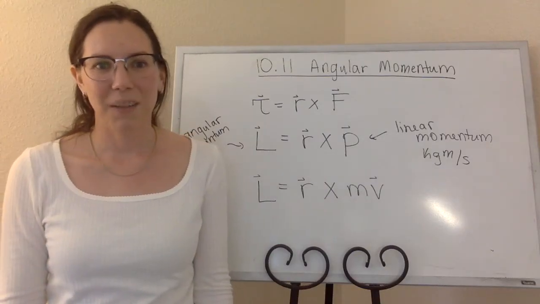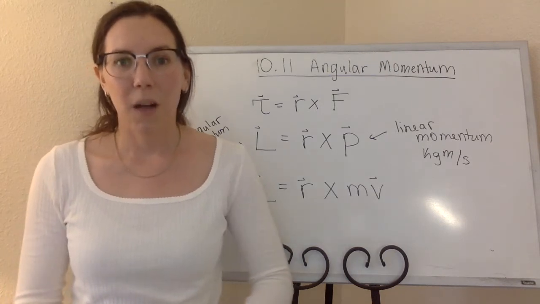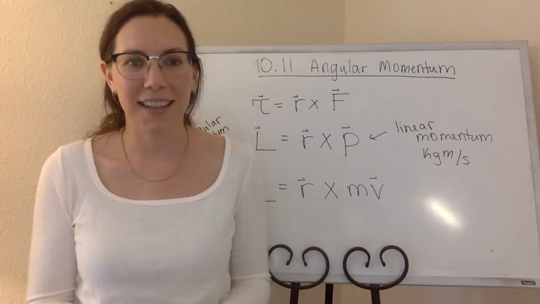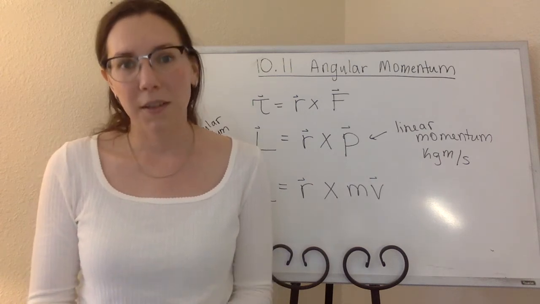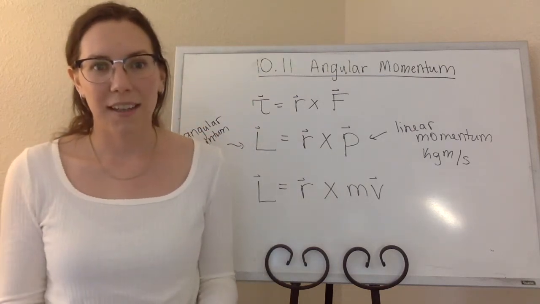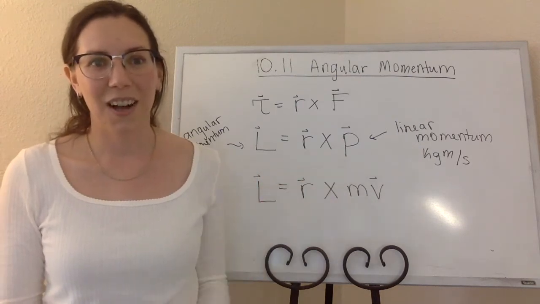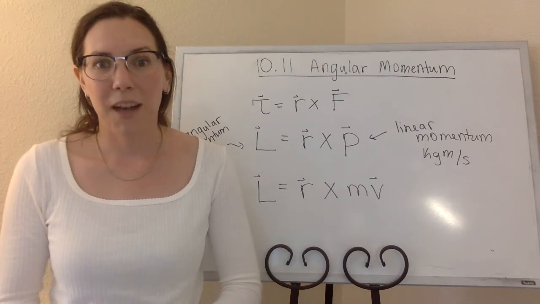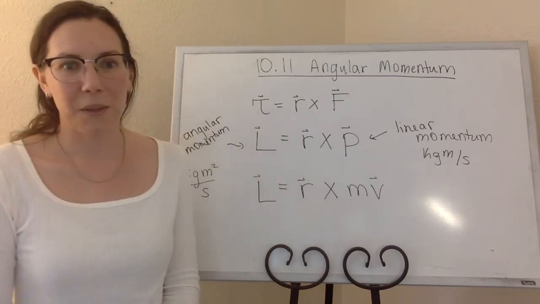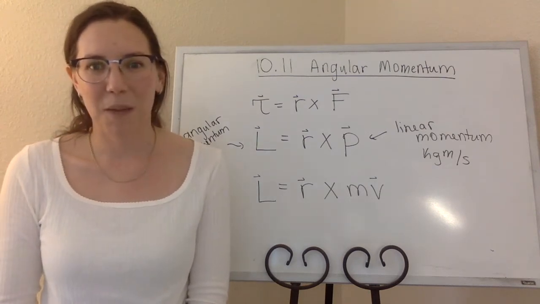Hi everyone, in this section we'll start 10.11, angular momentum. If you recall, we've been looking at how every rotational quantity has an analogous linear quantity, and I want to do the same thing here for momentum. We started out by saying that torque is defined by position vector r from the axis of rotation cross F. And we can define angular momentum in the same way.